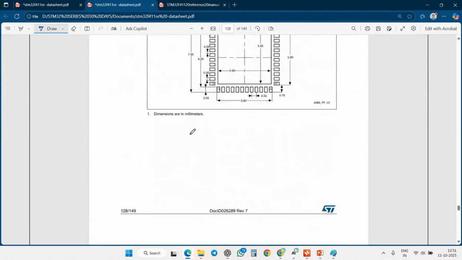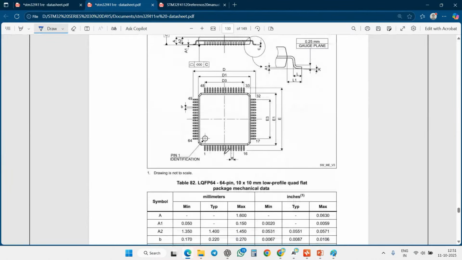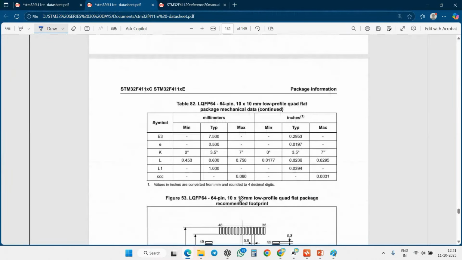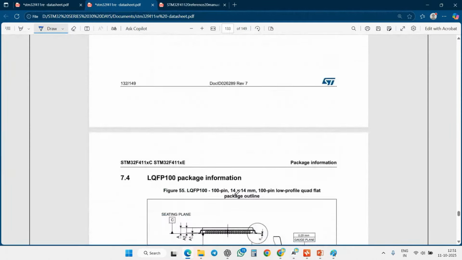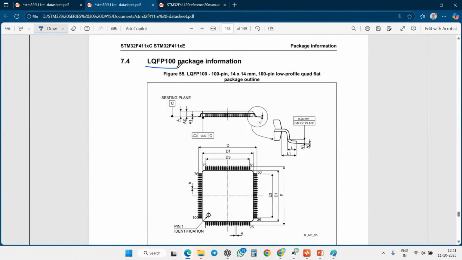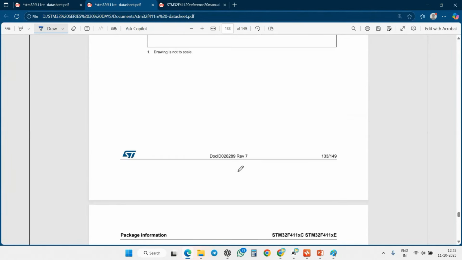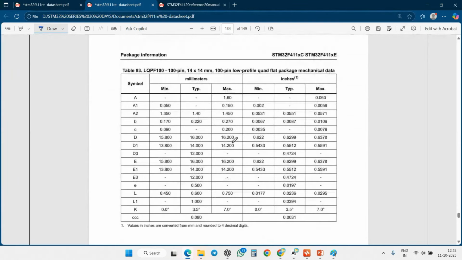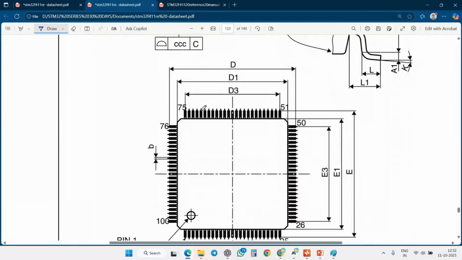And this is for the ultra quad flat package size, and if you're trying the low quad flat package, this is how the pin size measurements have been given. You're going to utilize those sizes. And finally, it is the ultra fine quad flat package of 100 pins, with the same sizes and everything given in the measurements. Each and everything, guys: what is the pin size, what is the hole size you are going to put.